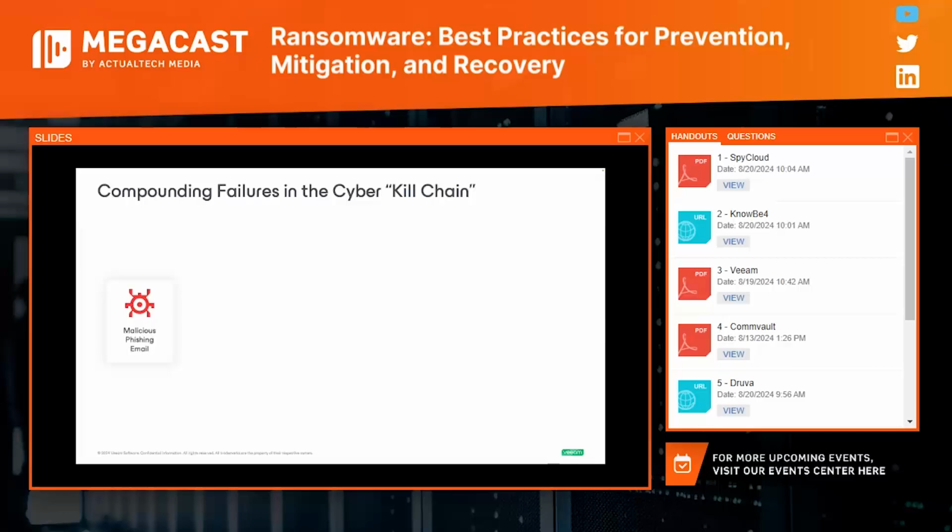Now I'm going to start this slide. It talks about compounding failures in the cyber kill chain. It's actually a good news slide. They may get in through something like a malicious phishing email or remote desktop or other kind of remote access compromise, but that doesn't mean that they have to be able to extend that initial access into an all-out attack. There are plenty of opportunities to stop them, and that's really why I think it's a good news slide.